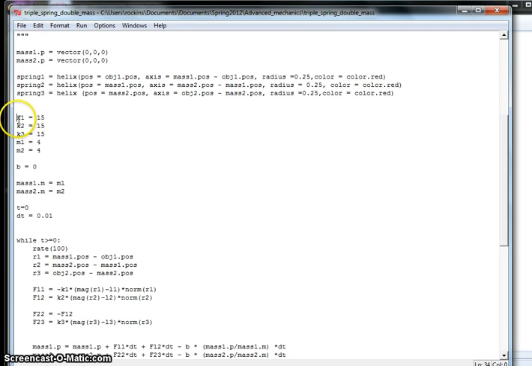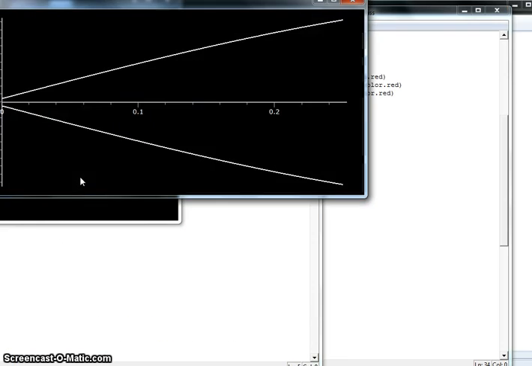and I have supposed the spring constants of all those three springs to be 15 Newton per meter, and masses are 4 kg. Let me go ahead and show you the result.